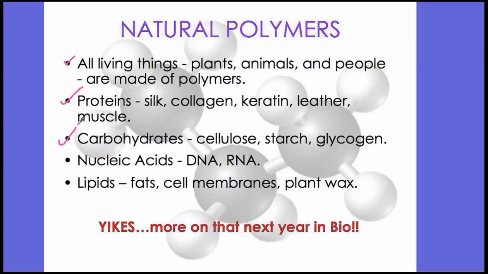Other examples. Carbohydrates. Again, natural polymers. Things like cellulose. Anything that ends in ose is a sugar. Good. Glucose, sucrose. Starch. Glycogen. Nucleic acids. Also natural polymers. You'll focus a lot on this next year. DNA, RNA. Other natural polymers. Lipids, fats, cell membranes, plant wax. This is all stuff you're going to focus on next year in bio.